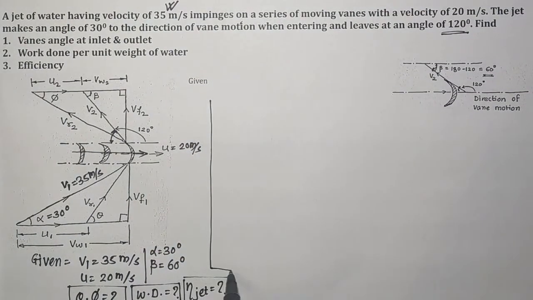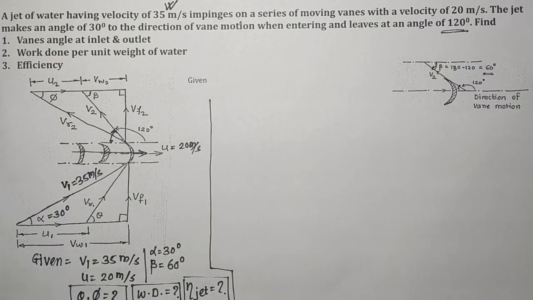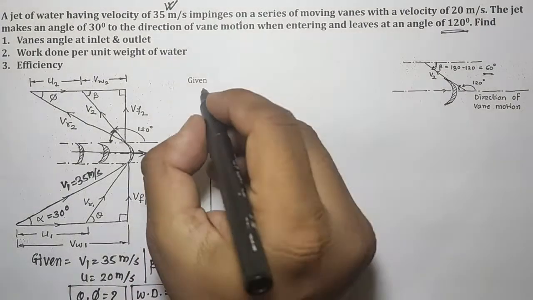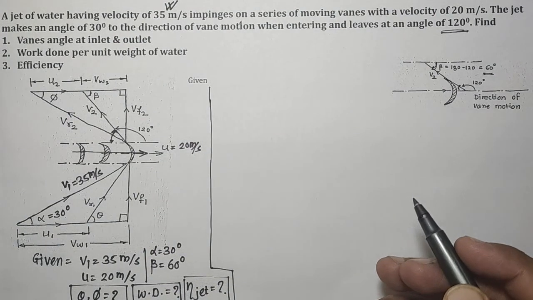First of all, we need to understand how to find the work done. To find the work done, we must find the force, and to find the efficiency, we must find the input energy. Before that, we have to find the angles theta and phi. How do we find phi and theta? With the help of basic geometry, we can find out all these things.